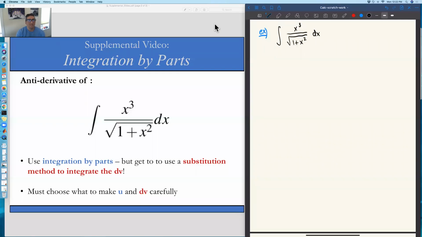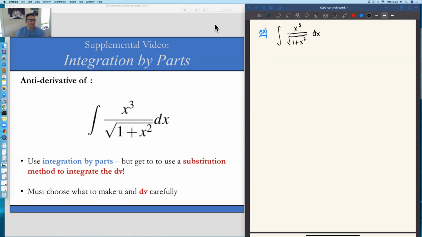Hi all, so in this integration by parts example, we're going to be looking at the antiderivative of x cubed over the square root of 1 plus x squared. There's two big things I want us to pay attention to in this example. The first thing is, beyond choosing something to be u and something to be dv, when we actually integrate that dv aspect, we're going to get to use a substitution method to actually make that antiderivative of dv feasible.